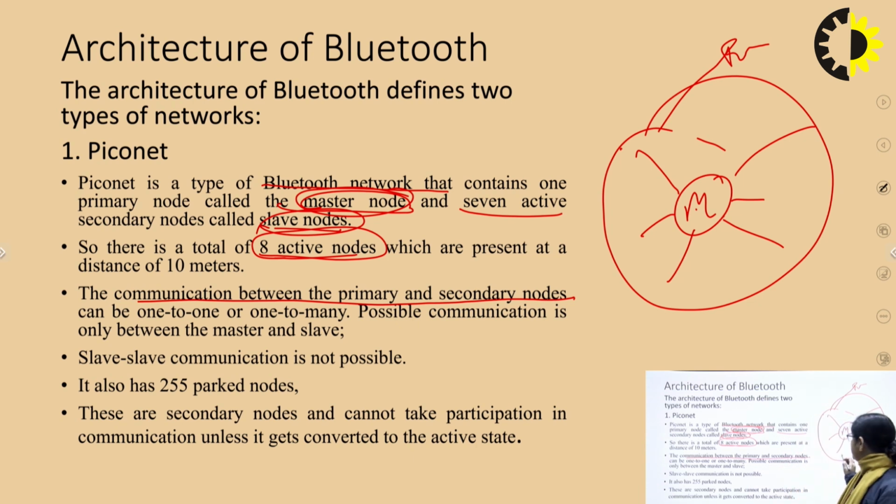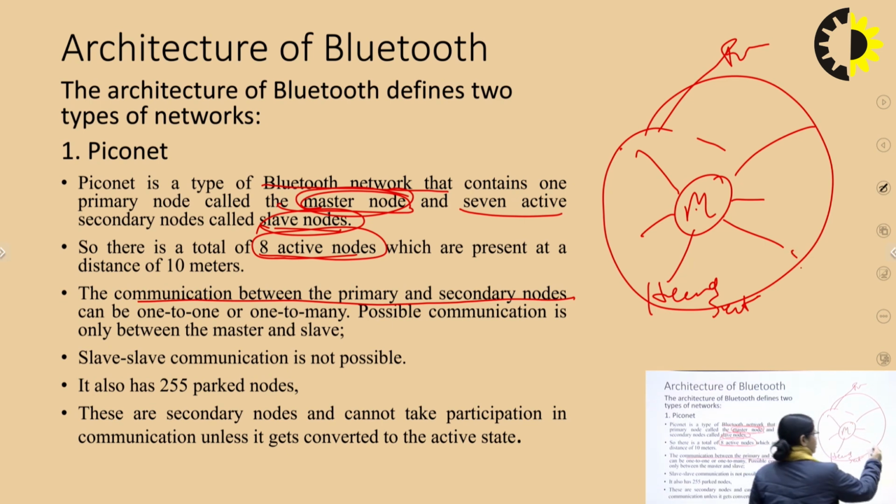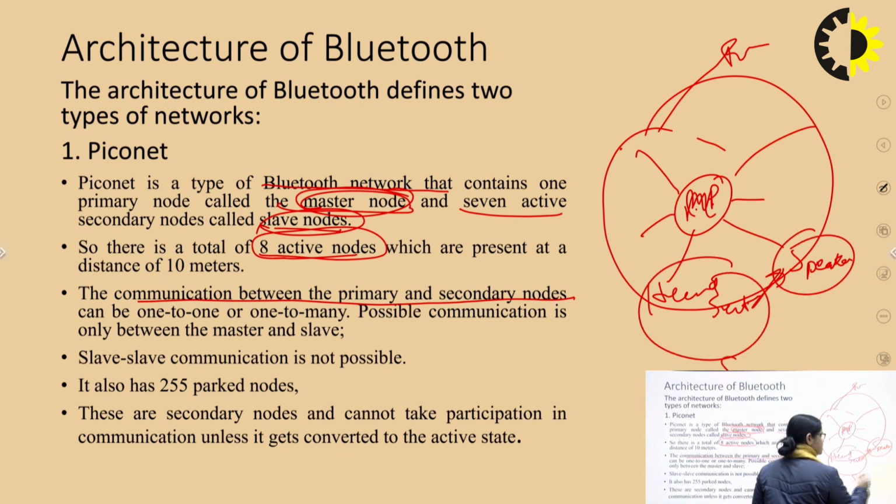For example, we have a headset and we want to connect our speaker. We can connect our mobile phone with this headset, and our mobile phone with the speaker, but we cannot connect this headset and this speaker with each other. These are slaves, so slave to slave communication is not possible. We should also keep in mind that it has 255 park nodes.